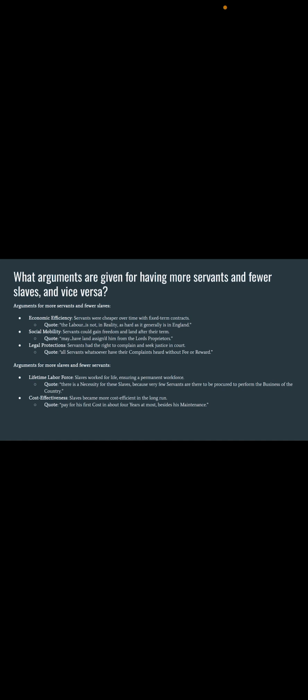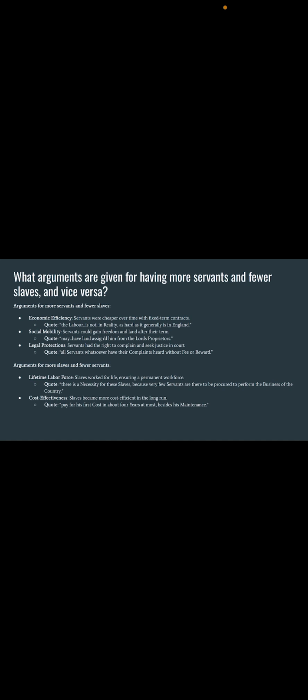And John Norris put it in his words, that the labor is not in reality as hard as it generally is in England. They also allowed for a form of social mobility, as servants could earn their freedom after completing their contracts. Once free, they were granted land and had the potential to rise in status, which was an attractive prospect for the poor Englishmen and women seeking a better life in the colonies. Norris described it as, may have land assigned him from the Lord's proprietors, which would enable them to work independently and prosper.